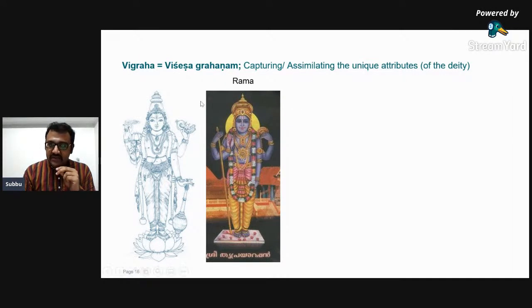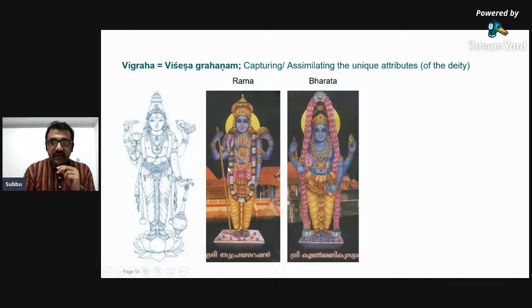So this is the Rama Vigraham, Rama Moorthi in Triprayar. This is the Bharata Moorthi in Koodalmanikyam, Irinjalakuda. He is also known as Sangameshwara Swami. But this Moorthi is of Bharata.